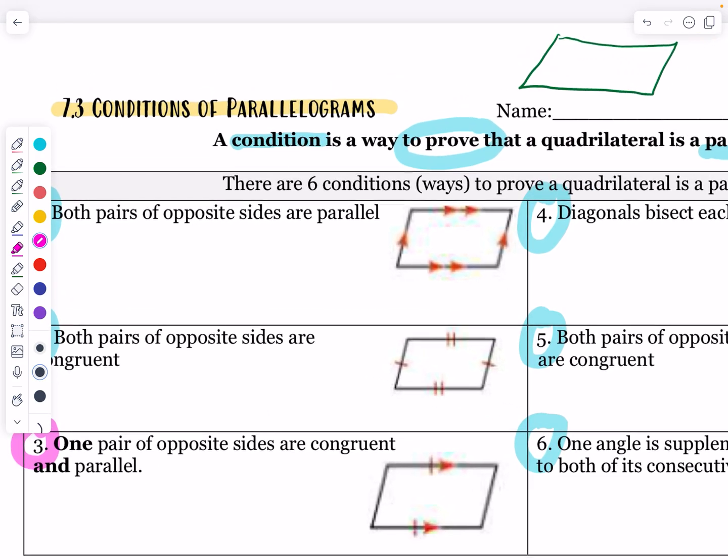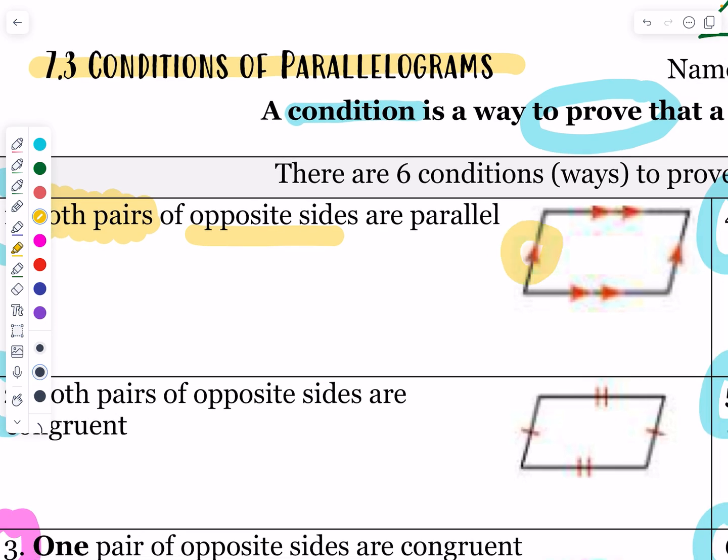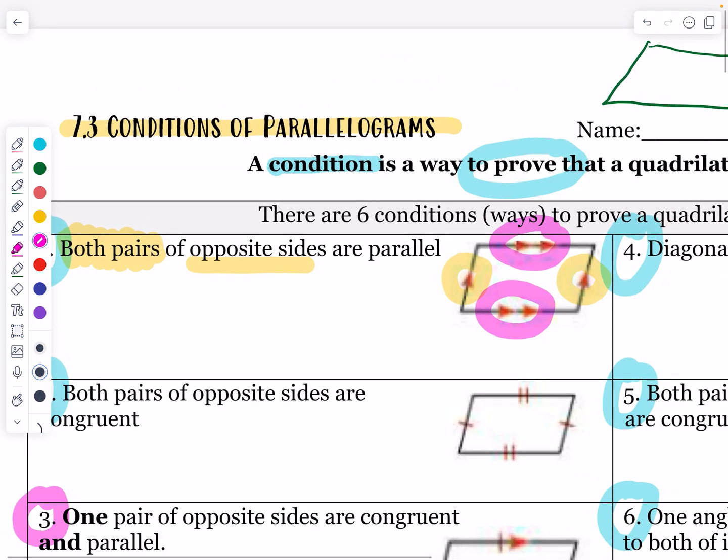Okay? The very first thing I want to focus on is that it says this word both. Both pairs of opposite sides are parallel. So just like by definition of a parallelogram, if you have both sides marked as parallel to each other, two different sets marked as parallel, then you can say immediately that it's a parallelogram without knowing any other information. Any of the other properties have to hold true, but if you have that in the picture, you immediately know that the quadrilateral is a parallelogram.